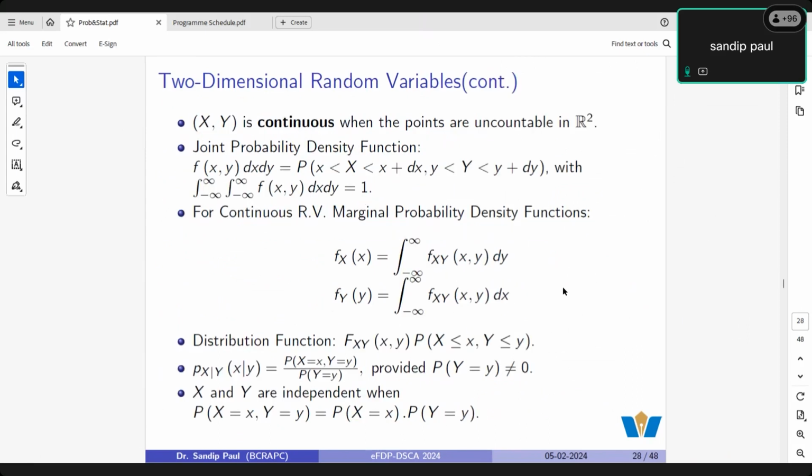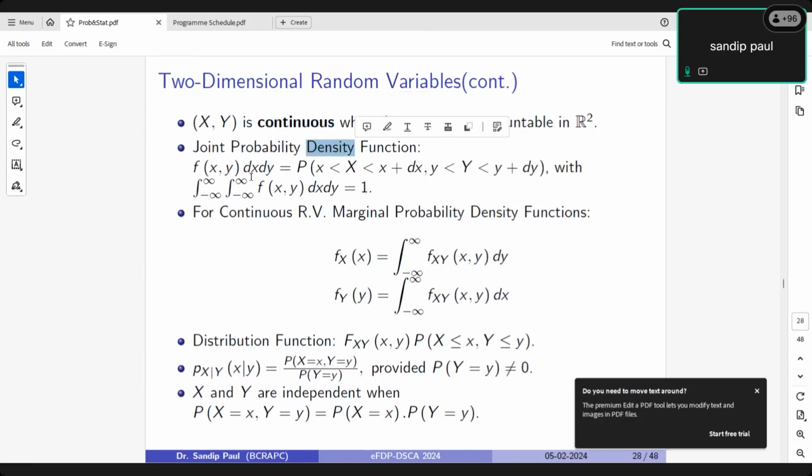Now here x and y are considered to be continuous. That means there are an uncountable number of points in the R2 plane. So here we can find the joint probability density function. Earlier we defined the joint probability mass function, but as we are considering continuous variables, it will be a density function. The definition is almost similar to the concept for a single random variable: fxy dx dy, where fxy denotes the joint probability density function.